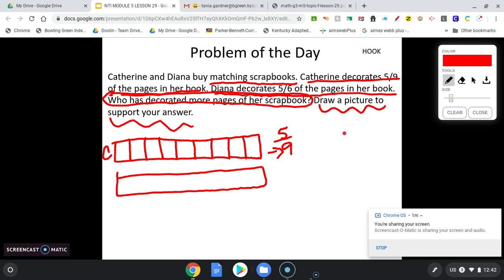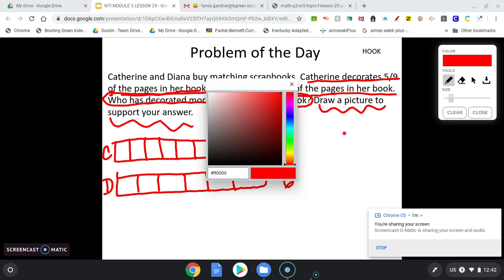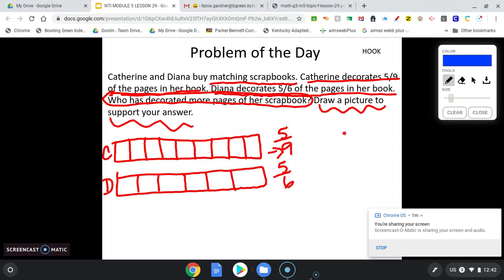And I need to partition Diana's, and I'm going to put a D, and we have to show 5/6, so in 6 equal parts. So there's 3 parts, 4 parts, 5 parts, 6 parts. So I'm going to change the color, and I'm going to shade in 5/9 of Catherine's, 1/9, 2/9, 3/9, 4/9, 5/9, and 5/6 of Diana's, 1/6, 2/6, 3/6, 4/6, 5/6.